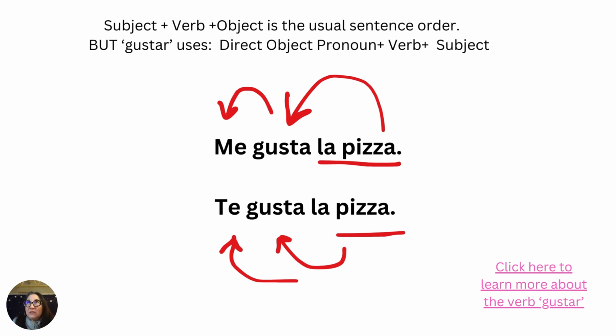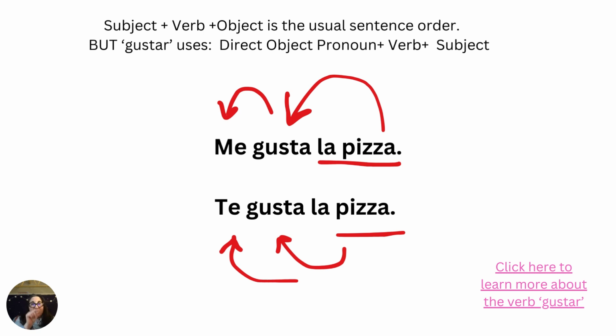Well, gustar is how we express that we like something. The problem is that in Spanish, we don't really have a word like. So we have to use the verb gustar. So what do you think that could mean? Well, it actually means to be pleasing. Now, I know that sounds a little weird to us as English speakers, but it's Español.